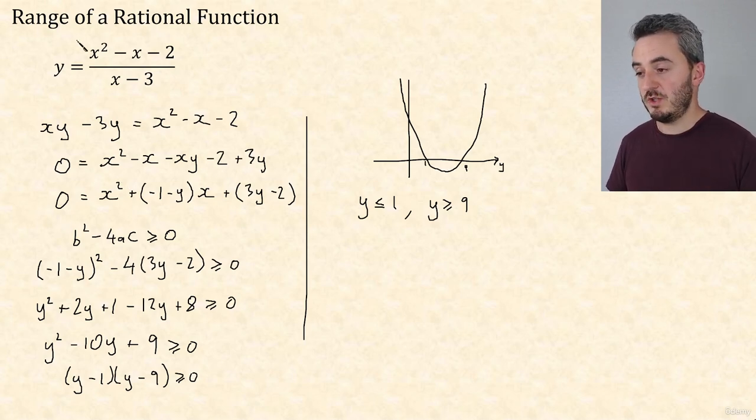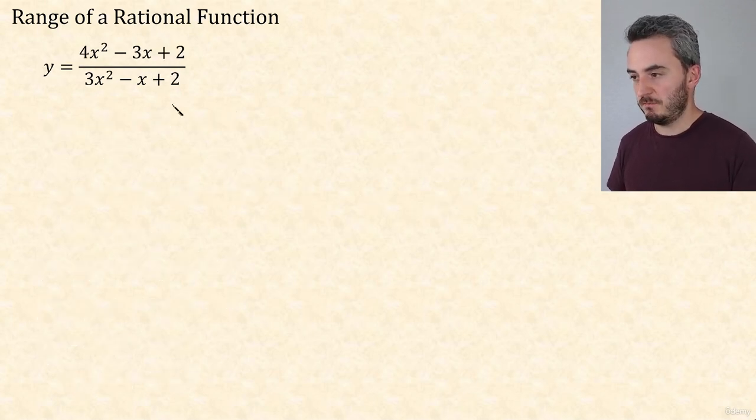But oh, by the way, the question could say sort of find the range of values of y for which the function does not exist. And if that was the case, you'd just be setting your discriminant less than 0.